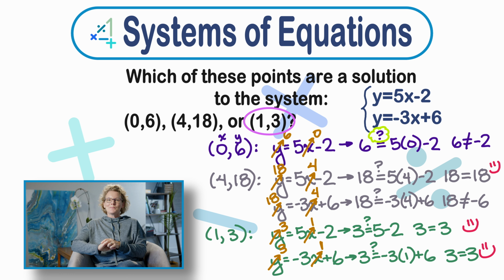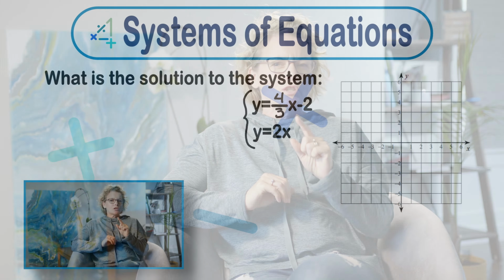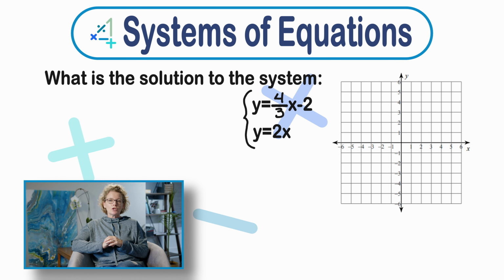Great job. Now that we know what systems are and how to find which point is the solution, we'll learn the first method in solving these, graphing. We take each line equation, graph them on the same coordinate plane, and find their point of intersection. So, if we have to find the solution to y equals 4/3 x minus 2 and y equals 2x, we plot them carefully on graph paper.